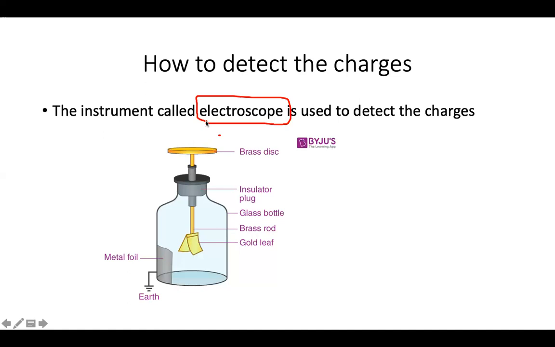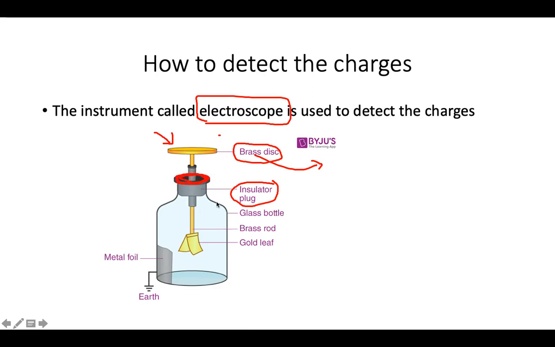Now let's look at the features that an electroscope has. The first feature is that it has got a brass disc. This disc here is metallic. Brass, you maybe haven't learned brass. Brass is an alloy, a combination of two or more elements that are physically joined. Then we have an insulator here, a plug. This plug here is an insulator, and I'll give you the reason why we need an insulator here.